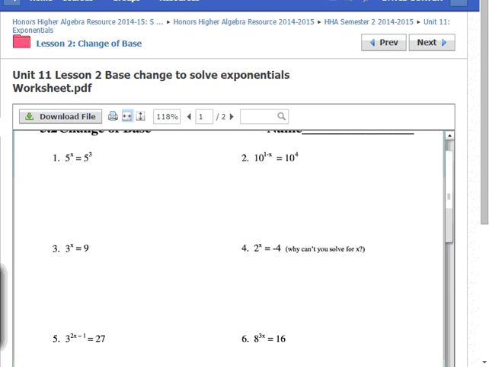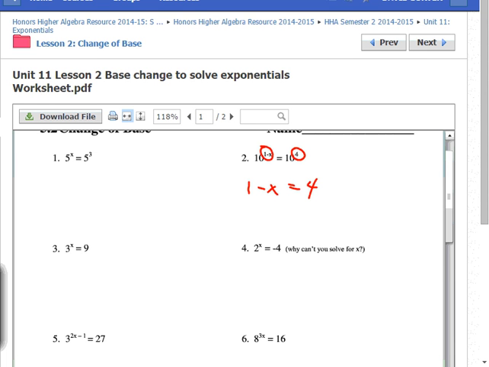All right, so here's our worksheet. It is lesson 2, base change, and this is unit 11. And I'm having my kids do the evens here. So this power has to equal this power because the bases are the same. So 1 minus x has to equal 4, and you just have to solve from there. No big deal. Subtract 1 from both sides, and that's an easy one. Okay.